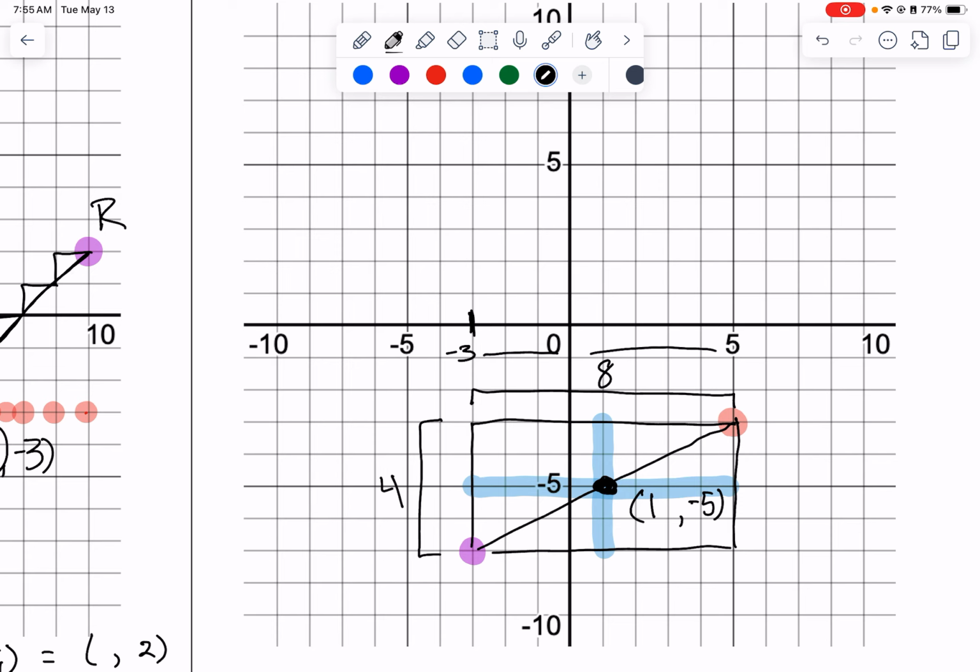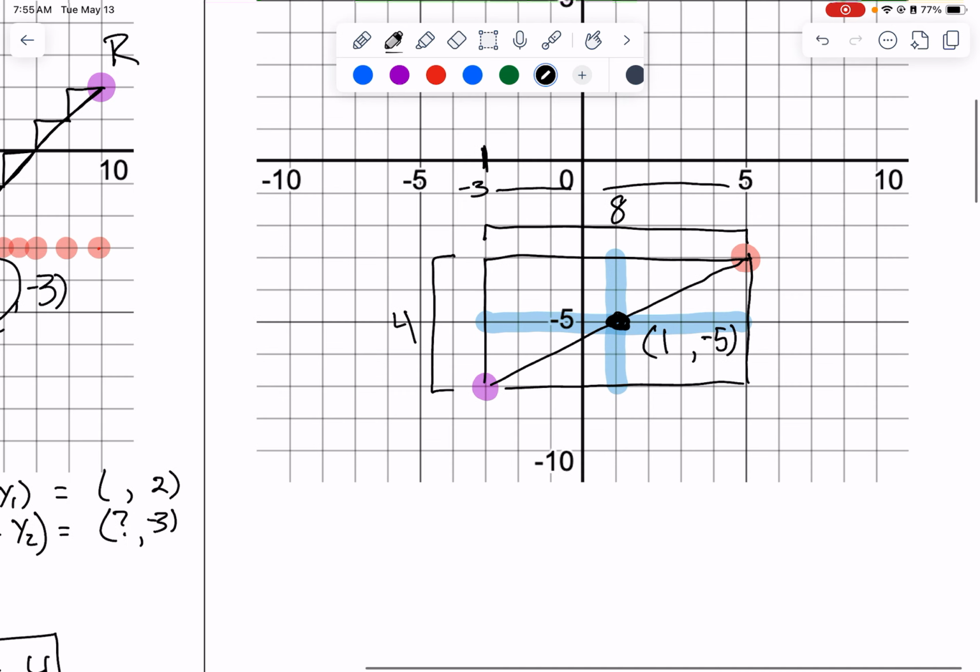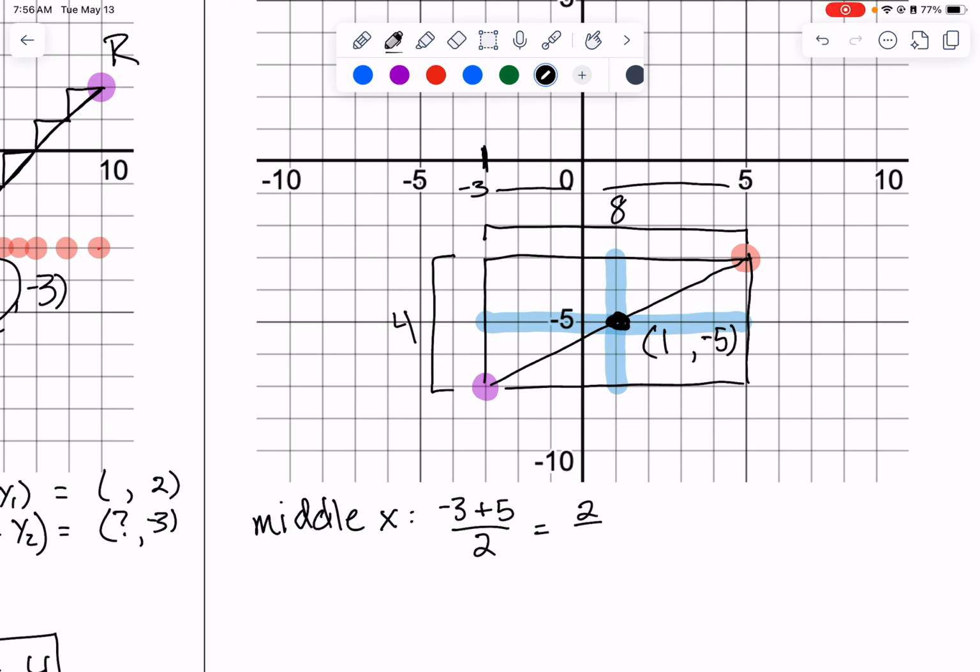There's another way I could have found that middle value. Anytime you're trying to find the middle of something, you're really finding what we call the average, where you add things up and divide by the number of things. So if I wanted to find the middle of the two x's, I'm going to add up those two things and divide by 2. And the two x numbers are -3 and 5, which becomes 2 over 2, or 1. So my middle x is 1.